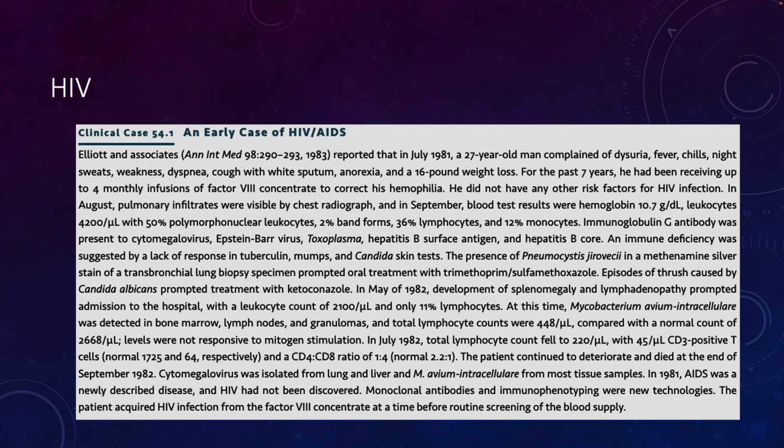In May of 1982, so almost a year later, he developed an enlarged spleen and lymph nodes. So he went back to the hospital. His leukocyte count dropped in half. Originally it had been 4,200, now it was 2,100, and only 11% were lymphocytes. It had been 36%, so they went down by almost two-thirds.